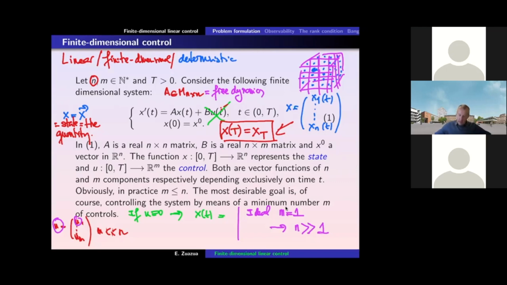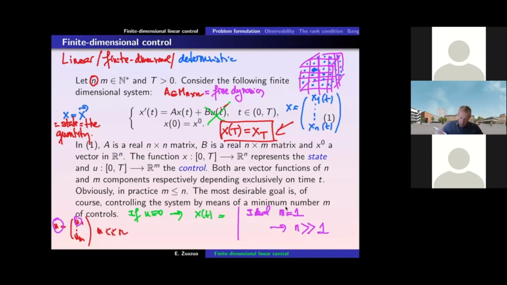So there is a time horizon for the control problem. This is the time horizon, capital T, right? And there is a target, an objective. And the objective is to drive the solution to the final state. Of course, this is just an example, right?